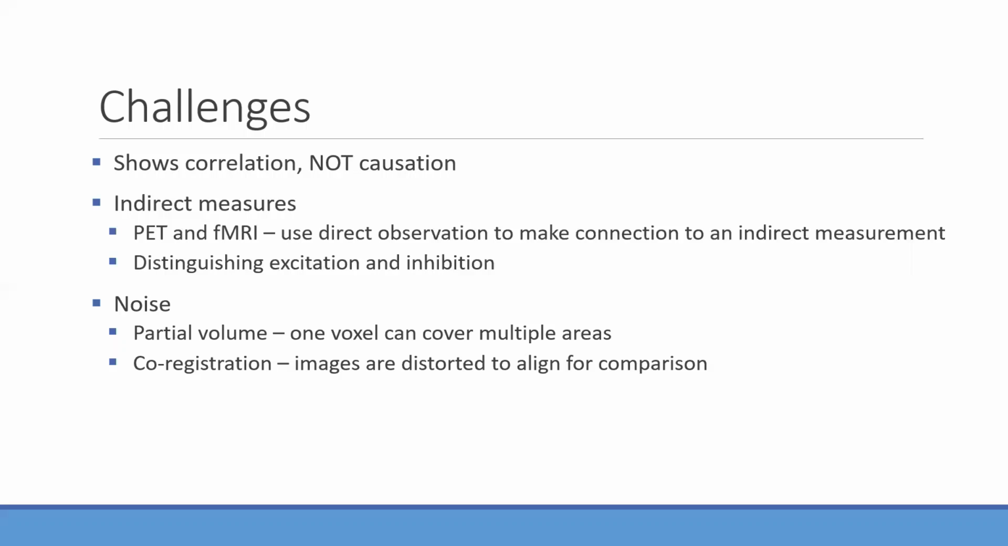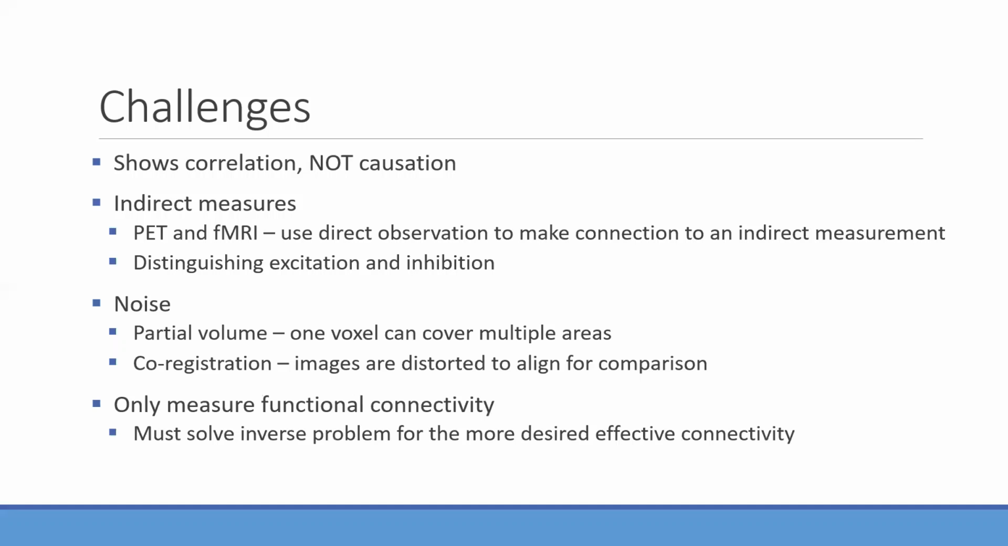We also have the issue of co-registration, and this is because these techniques are used on different people, so we need some sort of way of averaging it over multiple people. So we lay their images on top of each other and kind of distort them to align them so we can compare different landmarks.